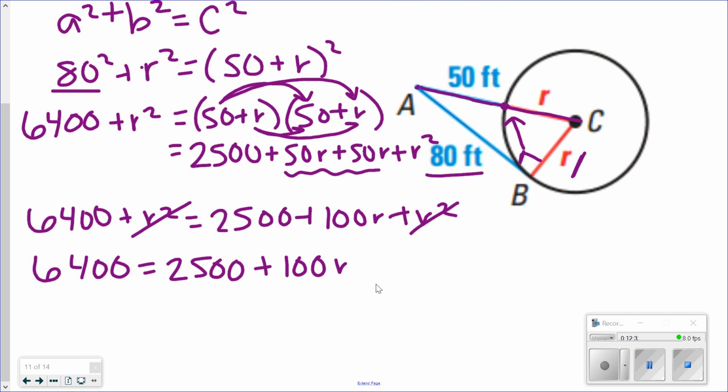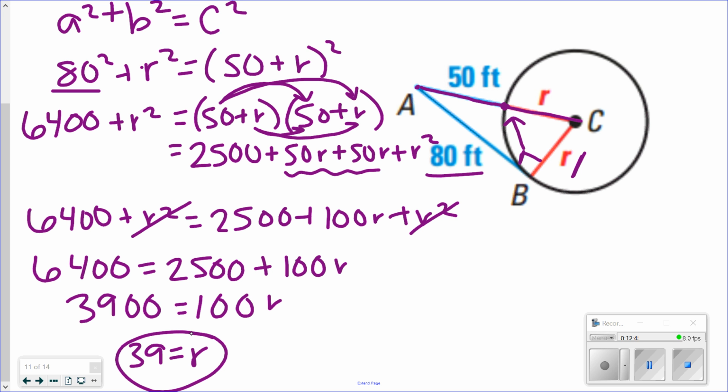So I'm going to subtract 2,500 from each side. This gives me 3,900 is equal to 100r. So that means that 39 is equal to r. So my radius of the circle is 39.